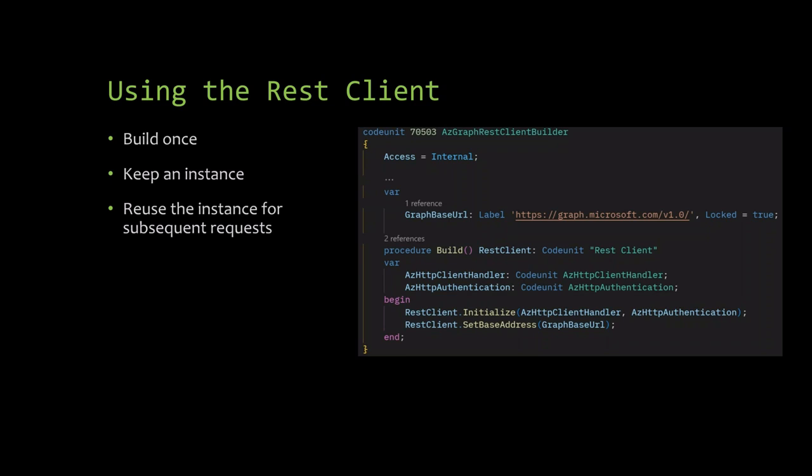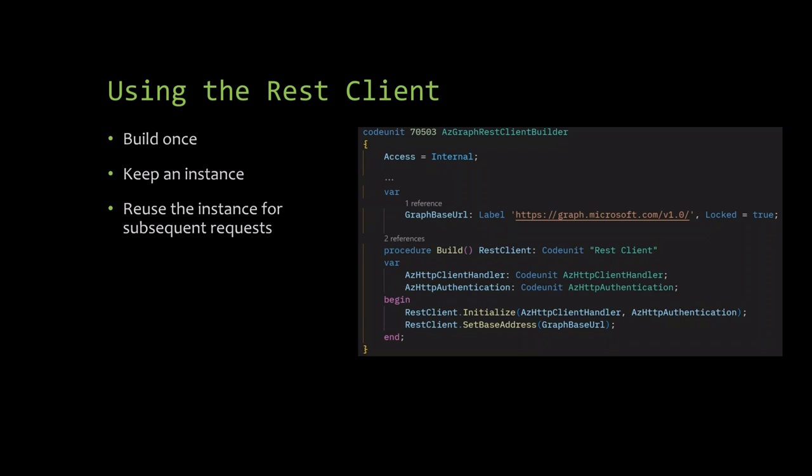My recommendation is that you build it one time, keep an instance in your code unit, and reuse that instance for subsequent requests. Many times, the HTTP client is used to make multiple requests to an external server. Instead of recreating that client in memory for every request, you better keep one instance that you initialize one time and reuse. You could even keep it in a single instance and then reuse it over time. That is fine as well.